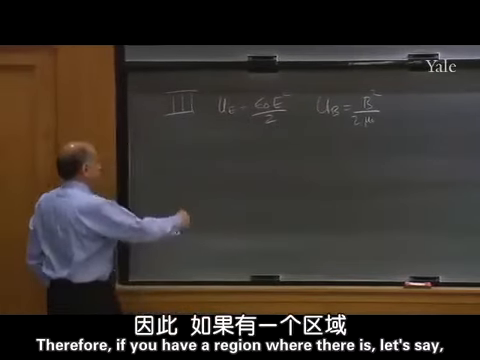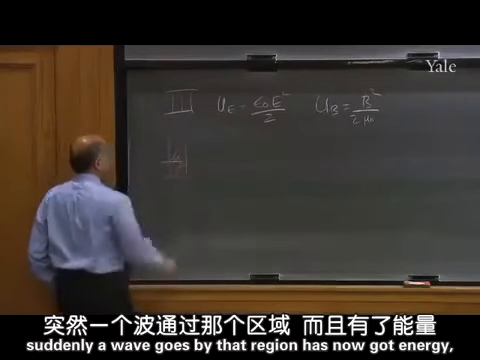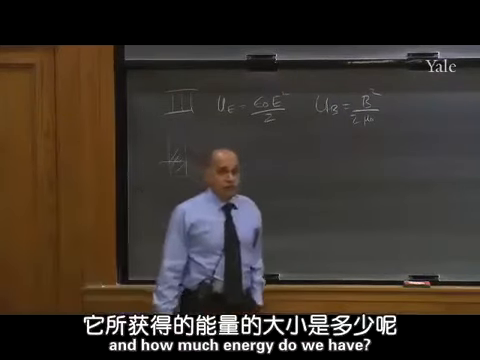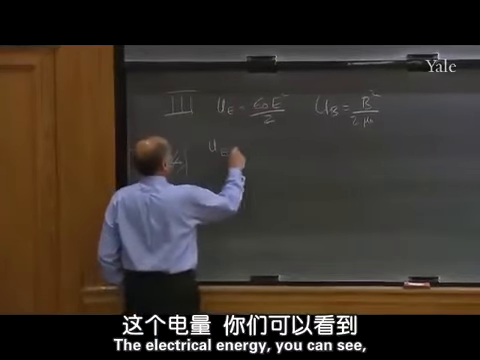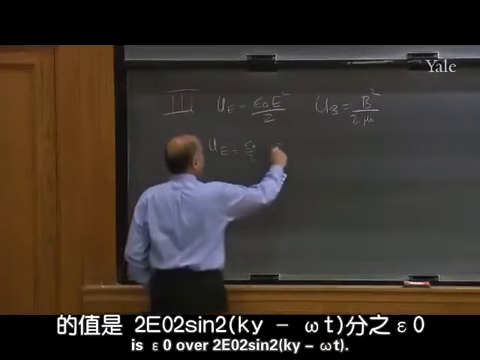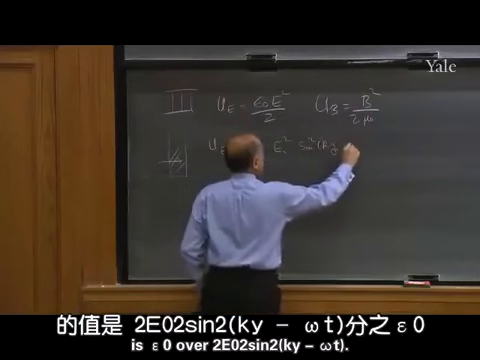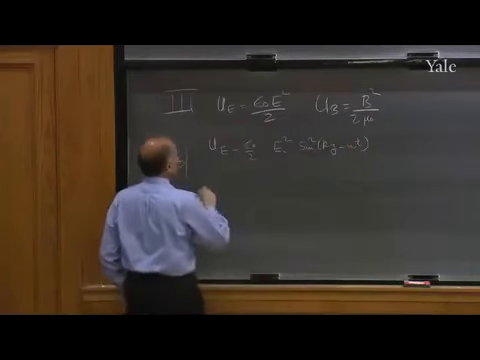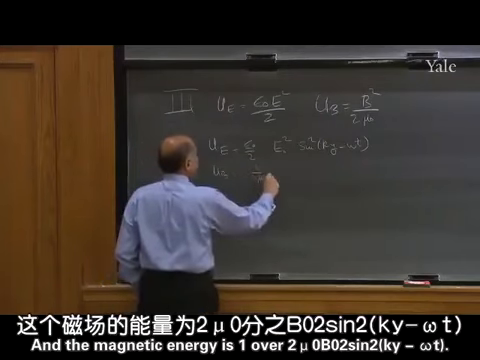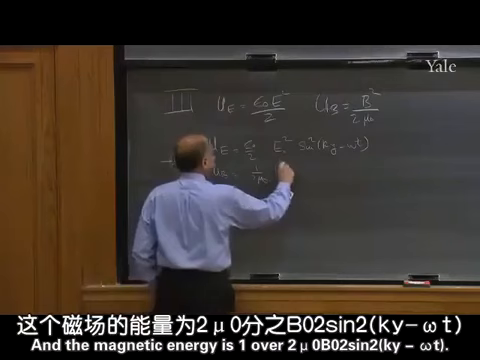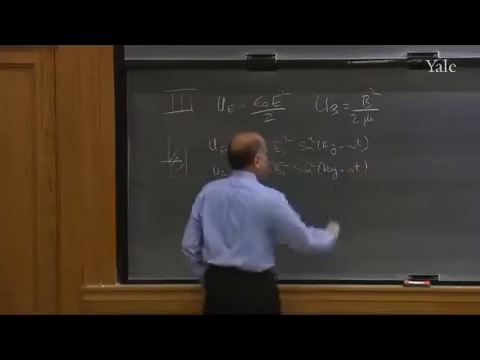Therefore, if you have a region where there is, let's say, no electromagnetic field, and suddenly a wave goes by, that region now has energy. And how much energy do we have? The electrical energy, you can see, is epsilon 0 over 2, E0 squared, sine squared of ky minus omega t. And the magnetic energy is 1 over 2 mu 0, B0 squared, sine squared of ky minus omega t.